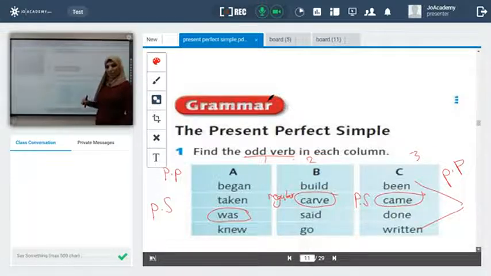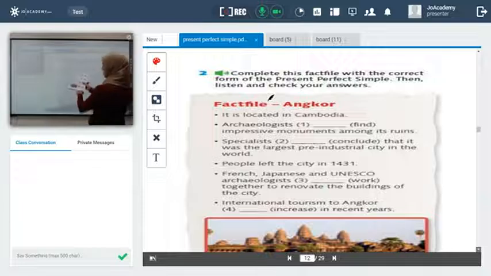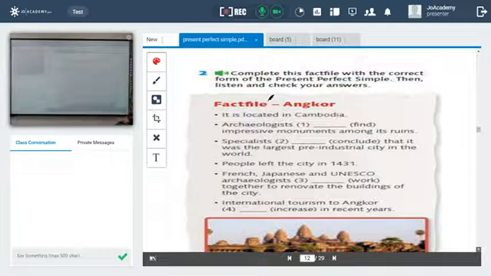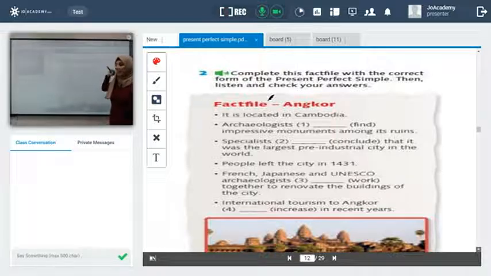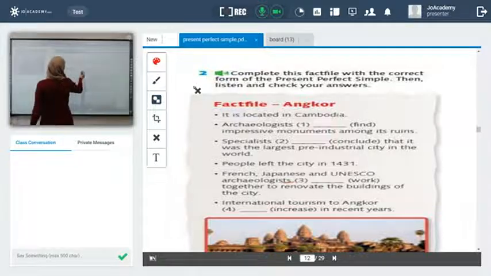Let's move to another exercise. This is the second exercise on page number 63. The exercise wants you to complete this fact file with the correct form of the present perfect simple. Then listen and check your answers. So it's a listening exercise. Fact file, Angkor. It is located in Cambodia.